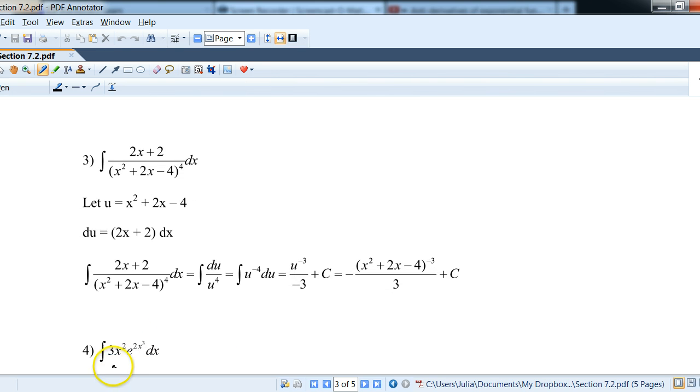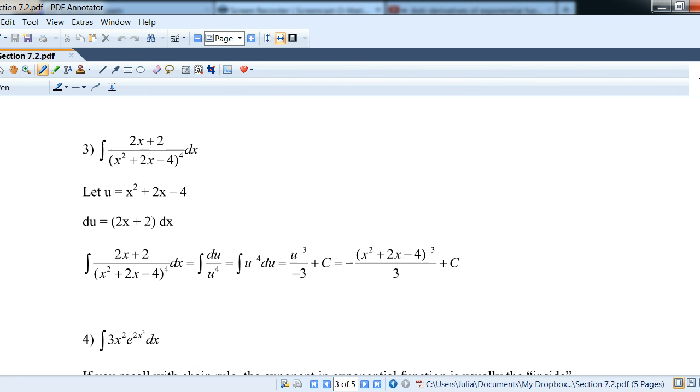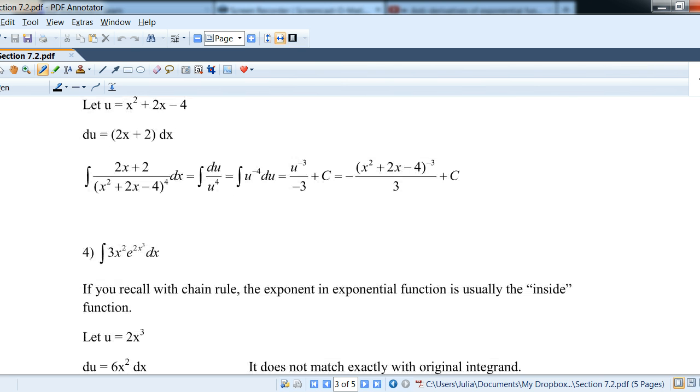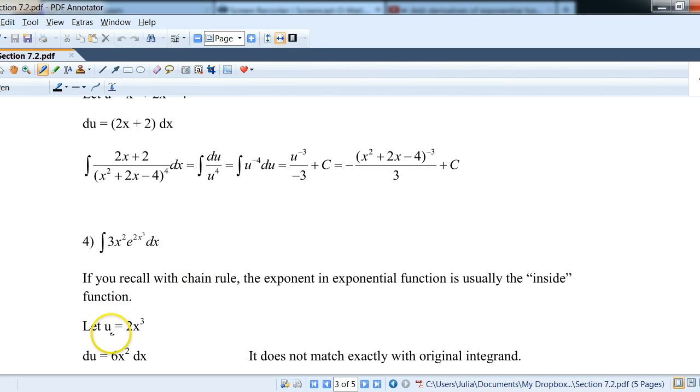Let's take a look how it works with exponential in our next example. So with exponentials, if you recall, the inside function is usually the exponent, which notice 2x cubed, and how we have the x squared on the outside. We'll see how that works. So the inside function, again, let's let the whole exponent, u equals to 2x cubed. Let's take the derivative of the u, which will get du equals to 2 times 3, that's 6, x squared, and we attach the dx.